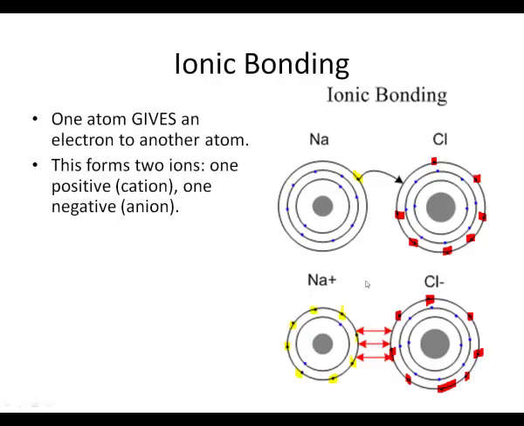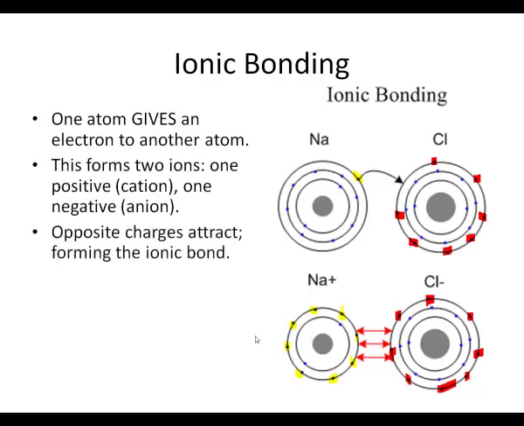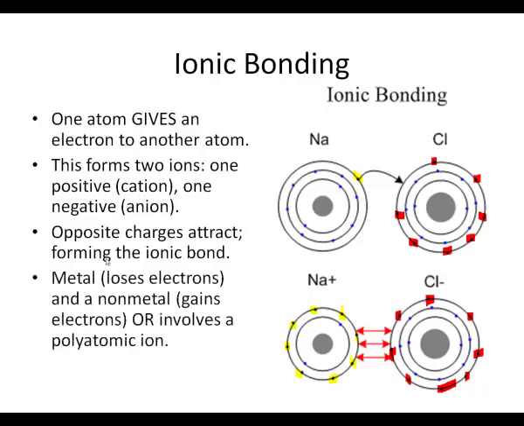So because sodium gave away an electron, now its charge is positive, and the chlorine gained an electron, so its charge is going to be negative. And those opposite charges attract, and that is what forms the ionic bond. It's the attraction between those ions. The metal, as you can see here in this example, sodium, tends to lose electrons, whereas the nonmetal, in this case chlorine, tends to gain electrons. Or we could involve a polyatomic ion.